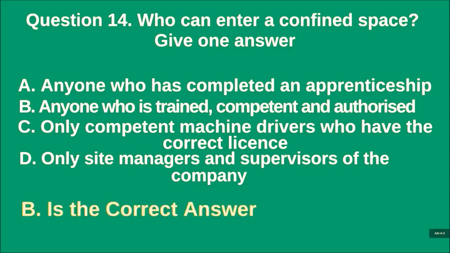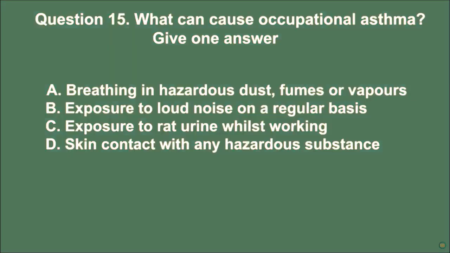B. Is the correct answer. What can cause occupational asthma? Give one answer. A. Breathing in hazardous dust, fumes, or vapors. B. Exposure to loud noise on a regular basis. C. Exposure to rat urine whilst working. D. Skin contact with any hazardous substance.